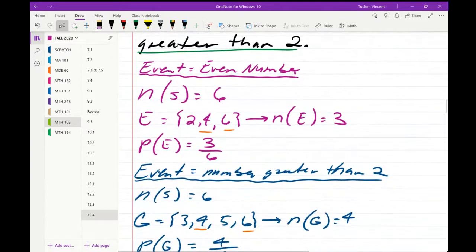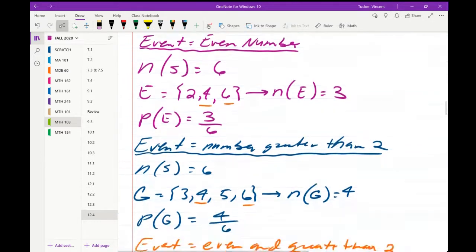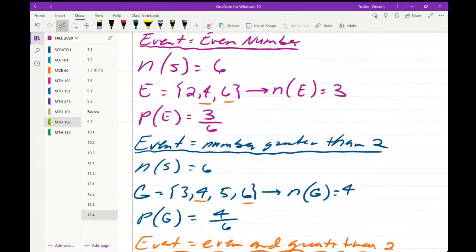The other event is a number that's greater than 2. Once again, our sample space is 6 possible numbers, 1 through 6. Numbers that are greater than 2 are 3, 4, 5, and 6. So there are 4 numbers that fit that criteria. So 4 over 6 is our probability of getting a number greater than 2.